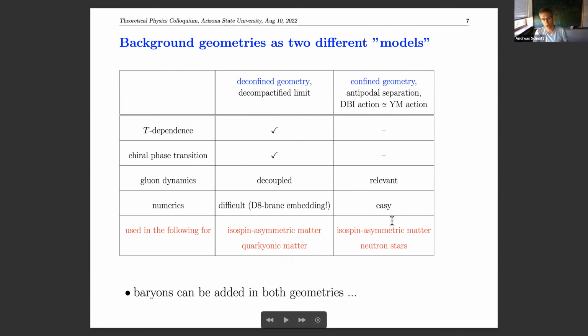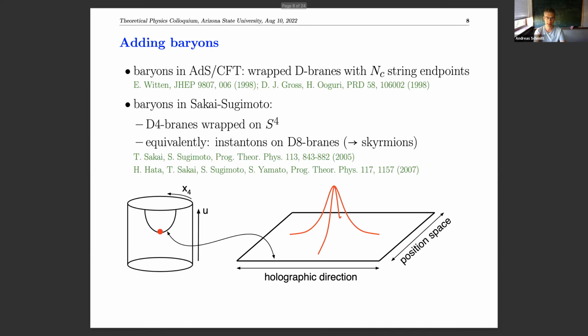Okay, so the one main ingredient is missing. I've told you how to construct, or I've shown you sketches of how to construct, a gauge theory. I've told you how to add the fermions, namely the quarks, but how do we do baryons? I was promising you neutron stars, so we should have baryonic matter.